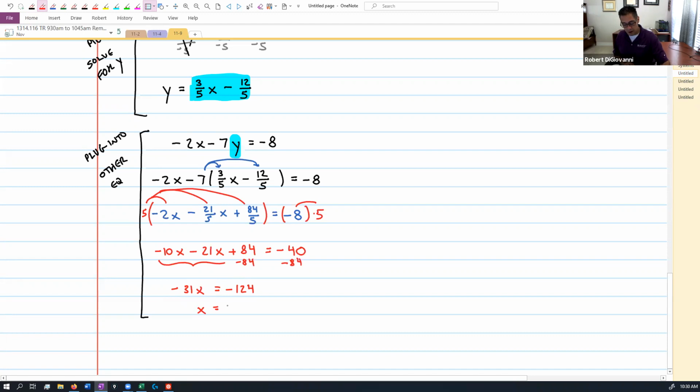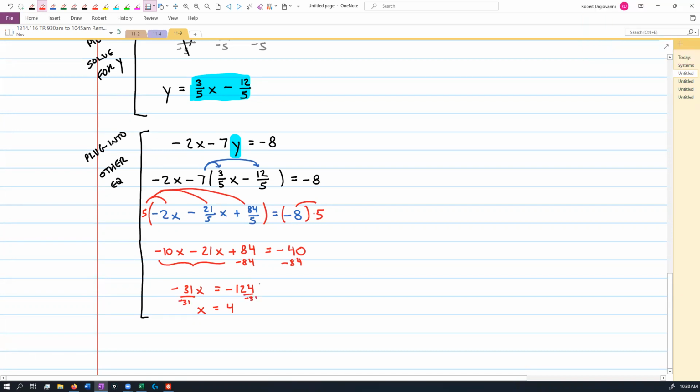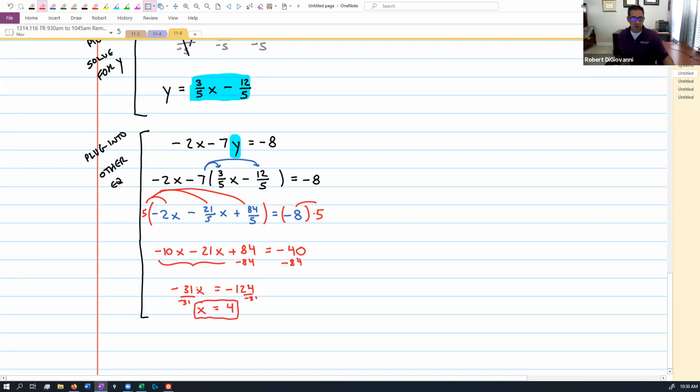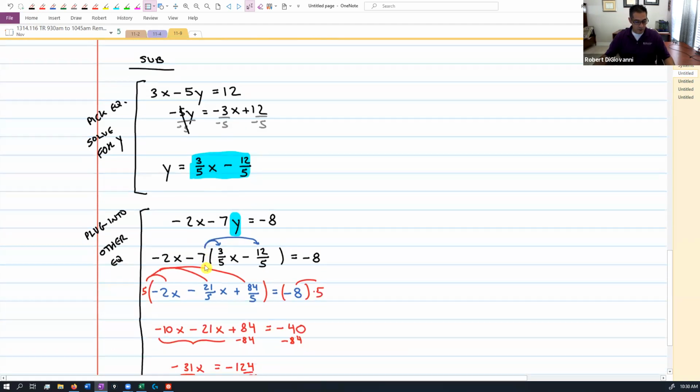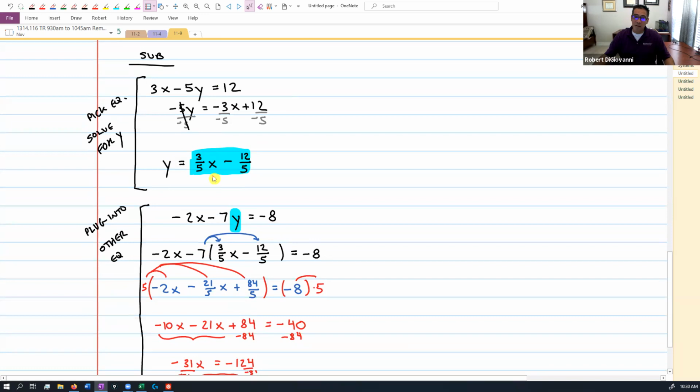Yes, no, it's 4, right? Should we get 4? I'm dividing both sides by negative 31. Yes. Okay, so x is 4. Whew, turned out to actually be a nice number. Okay, x is 4. And now what do we do with this answer? Plug it into the blue one, right? Into this blue equation right here.